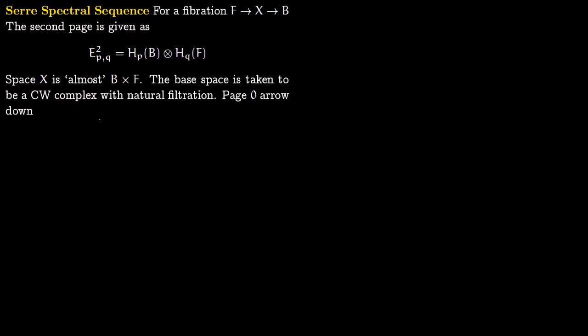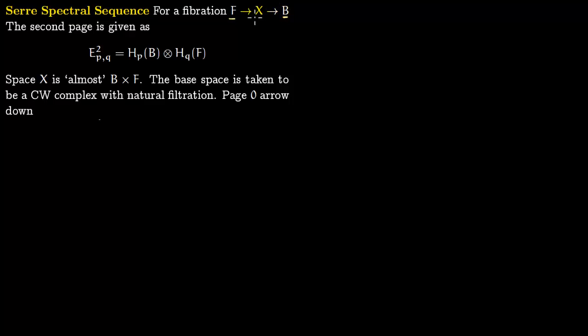So let us now talk about Serre spectral sequence. Serre spectral sequence applies to fibrations. So say we are given a fibration like this. Our base space is B, fiber is F, and this is the space X. This base space B we take as a connected CW complex so that it comes with the natural filtration.